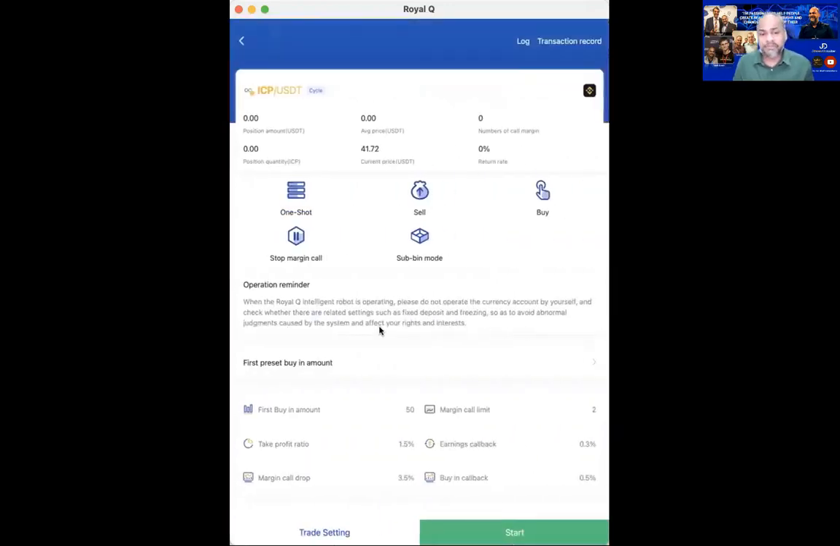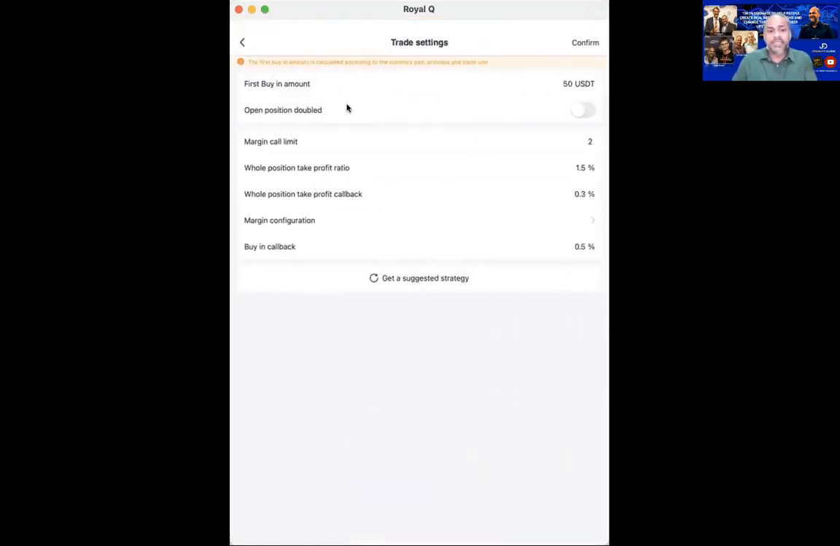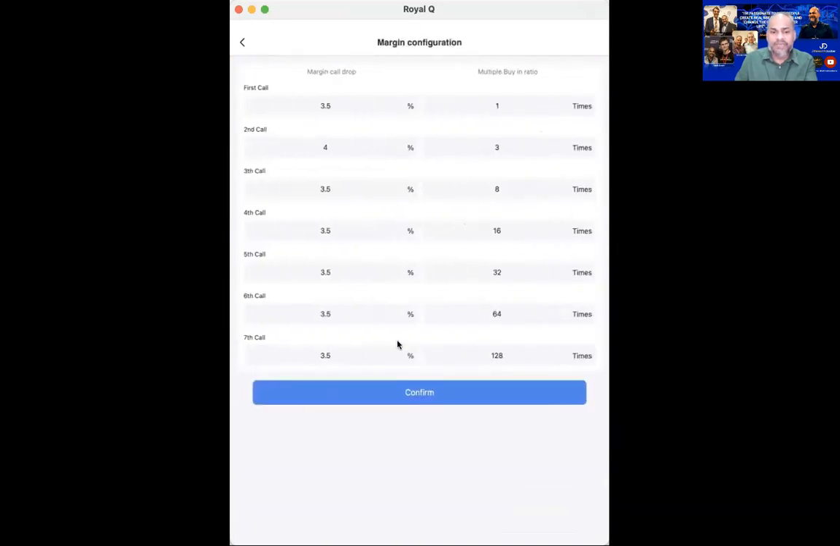Click ICP. Once you click ICP, first thing, you go to trade setting. In the trade setting, remember our first buy is $10. And my margin limit will be 2. I can even change this margin limit to 7. If I change, you can see what happens here. My margin will be 7, but I don't want 7. This 7 is actually a default.